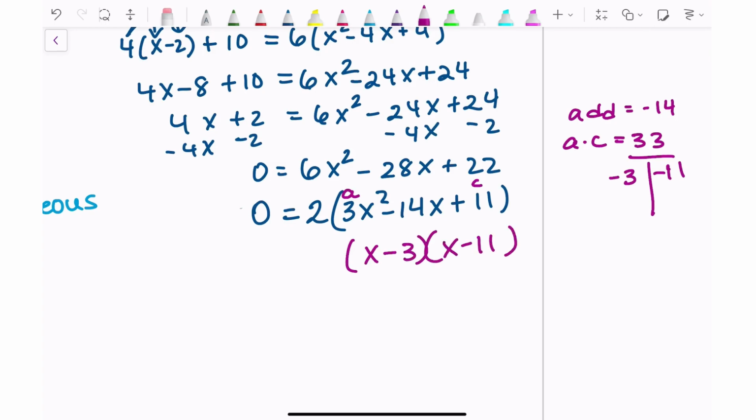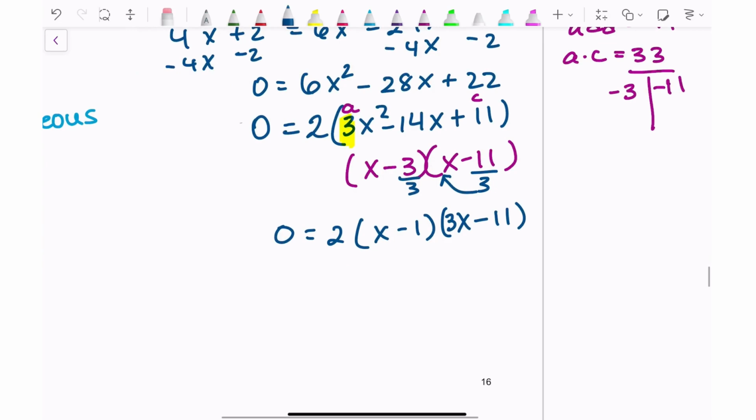With the divide and slide method, you divide by a. So I'm going to divide by a, divide by a. If I can simplify, I do. 3 over 3 is 1. And this cannot be simplified, so this is 3x minus 11. I slide it into the front. The 2 is still there, but we don't really need it. So then my solutions are 1 and 11 over 3.